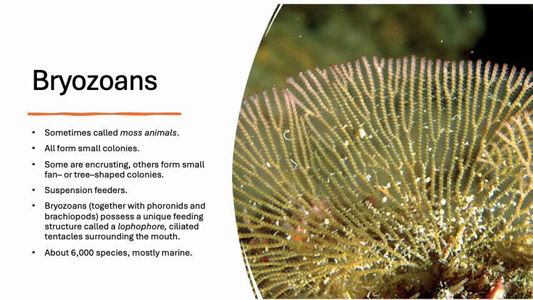Bryozoans, sometimes called moss animals, form colonies that look like encrusting mats, tiny fans, or miniature trees. Each individual zooid in the colony is only about half a millimeter long, but together they form a complex community. They are suspension feeders, using a crown of ciliated tentacles called a lophophore to draw in food particles.